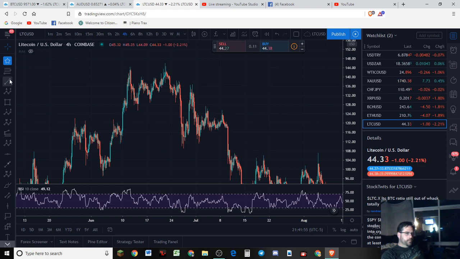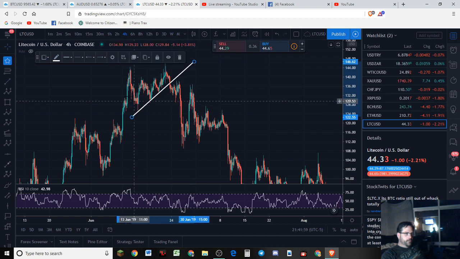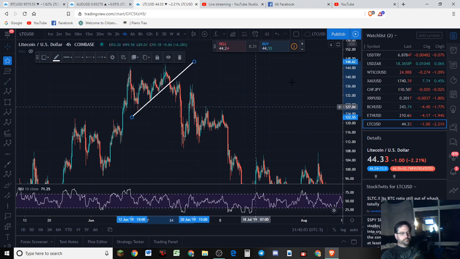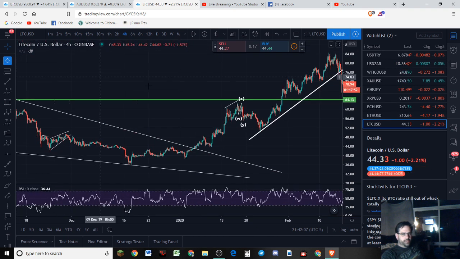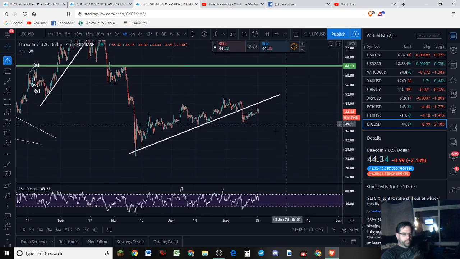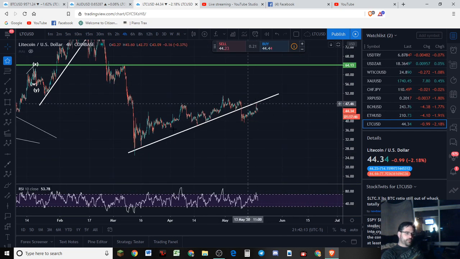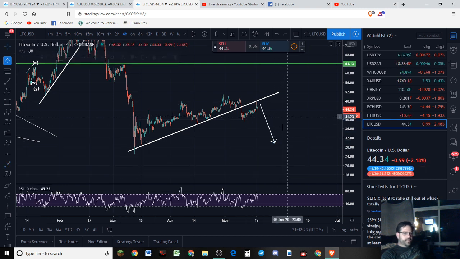Right there. Up, up, up, up, up. Broke it, retested it, came down. So that's the way Litecoin likes to move, right? That's the way Litecoin moves. So here we have a break of structure, clear as day, and a retest. I mean, Litecoin is saying down. Litecoin says down.